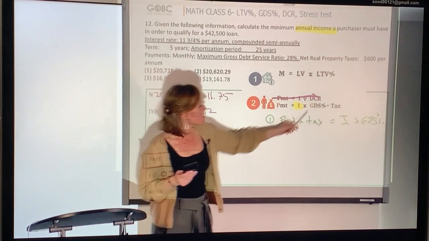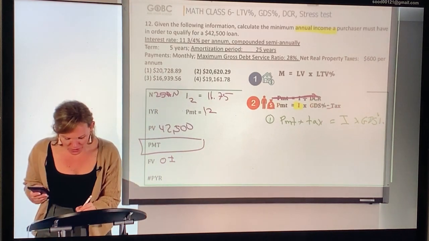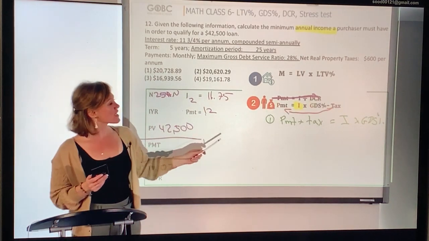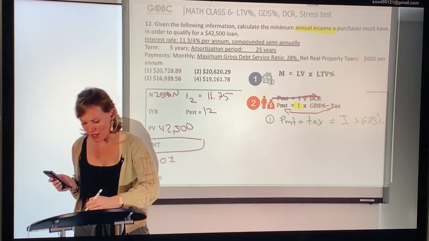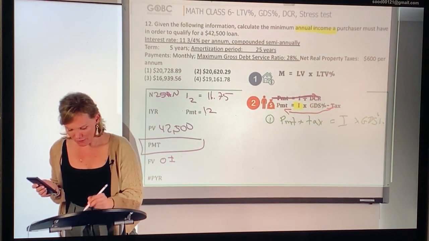Taxes. There we go. That's better. So what you've done, you took this and you just moved it towards the payment. So the first one is moved. Okay, so taxes is already moved. Okay, next one. What else do we have to move? I want my income by itself.